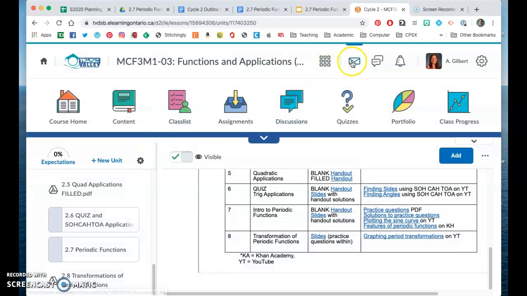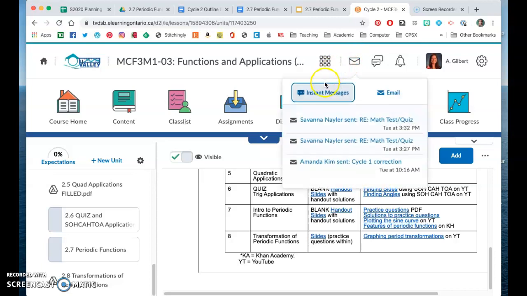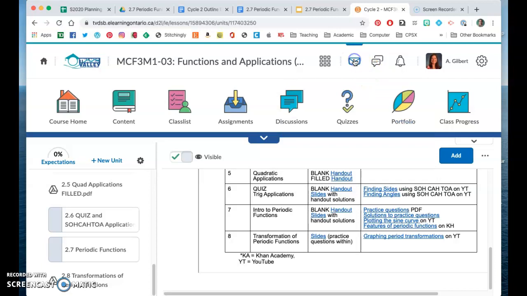Okay, so if you go to this envelope icon here and click on it, you'll see instant messages and email come up. You can use either with me. I've never used the instant messenger, but it comes up like a chat box, and so you can certainly use that or an email if you'd like.